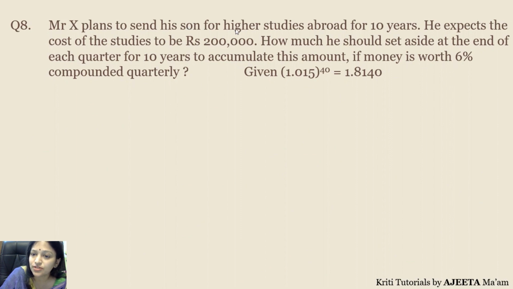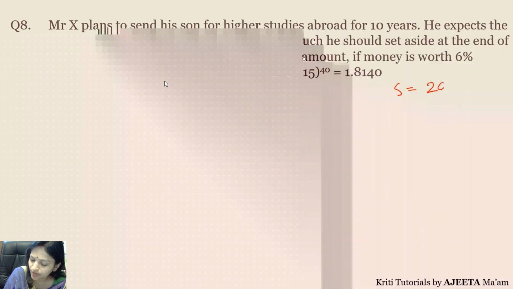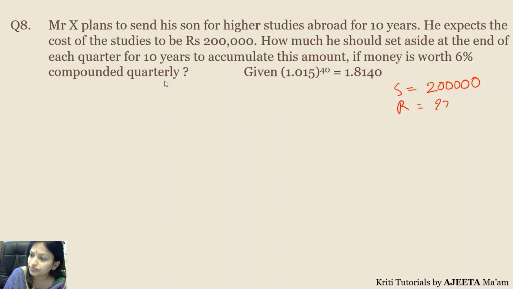Now, Mr. X plans to send his son for higher studies abroad for 10 years. He expects the cost of the studies to be 2 lakh rupees. How much should he set aside at the end of each quarter for 10 years to accumulate this amount if money is worth 6% compounded quarterly? So now here in this, S is given to you as 2 lakh rupees. R we have to find, correct? Now i is given to you as 6 upon 400, which will be 3 by 200, and which will be 1.5 divided by 100, that is 0.015.